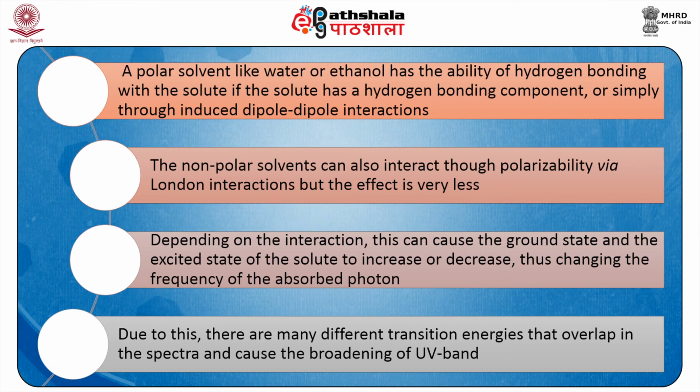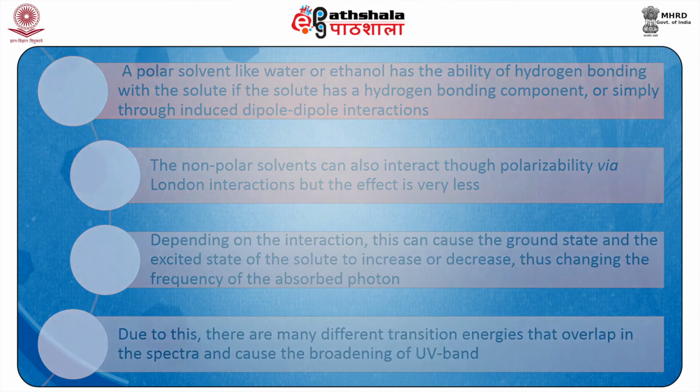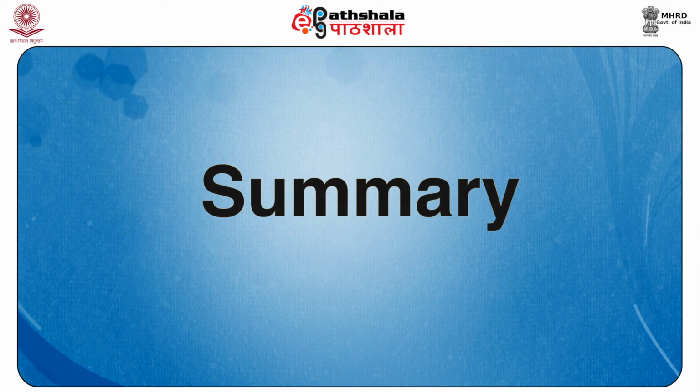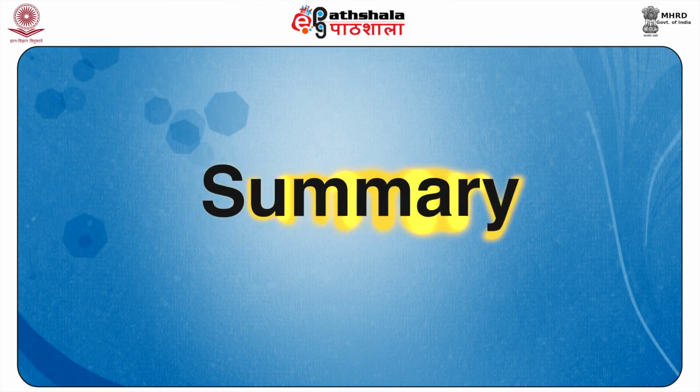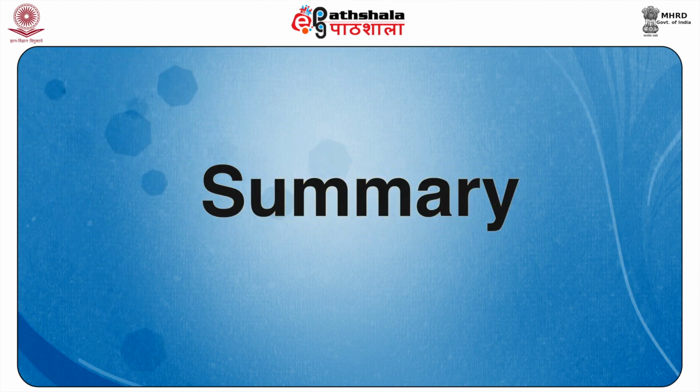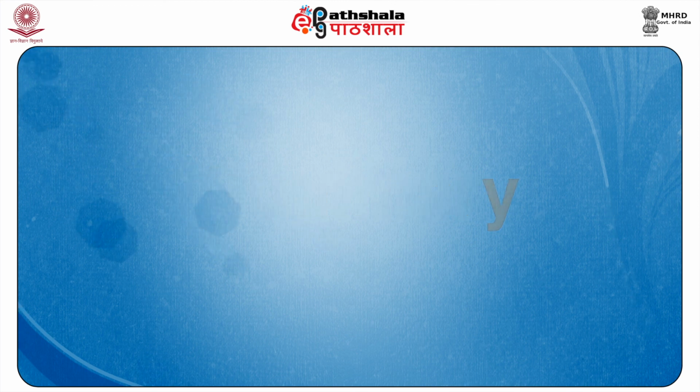Depending on the interaction, this can cause the ground state and the excited state energies of a solute to increase or decrease, thus changing the frequency of the absorbed photon. Due to this very reason, there are many different transition energies that overlap in the spectra and cause broadening of the UV band. Now students, as we end this module, I would like to summarize whatever we have studied in this module.